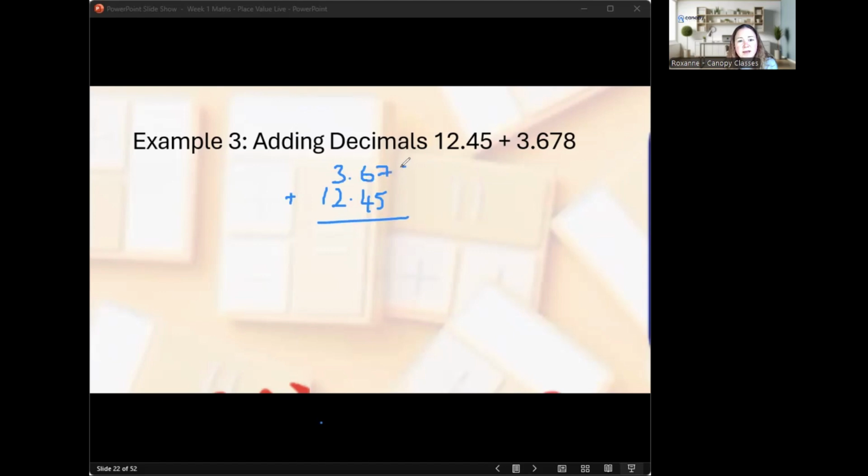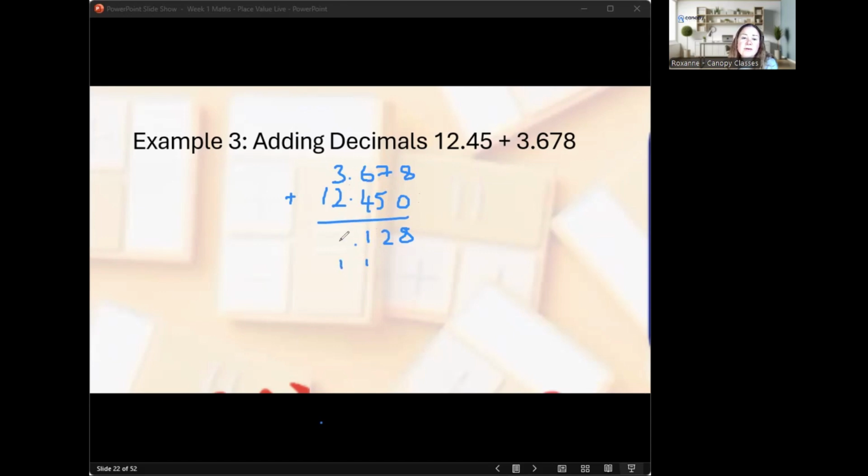If needed, you can always put in a 0 so that you've got the same place values before you add. So for instance, 8 and 0 here will give you the 8. 7 and 5 give you 12, so carry the 1. 6 and 4 is 10, add that extra 1 is 11. Don't forget to put in your decimal place, carry that 1 forward.